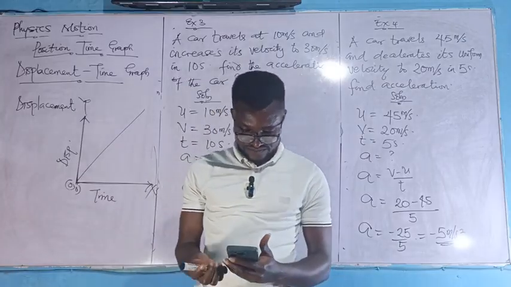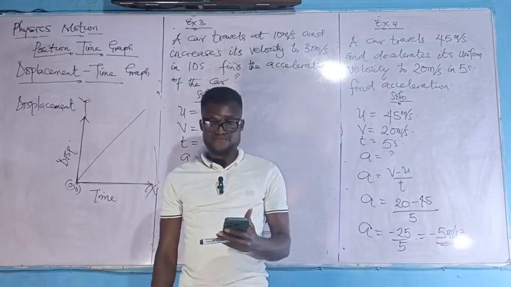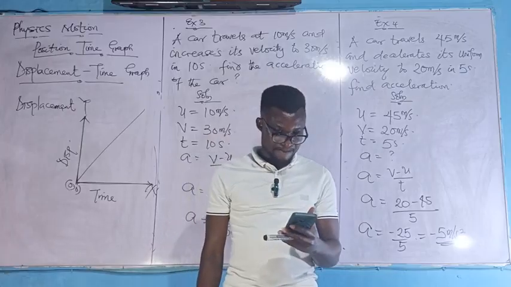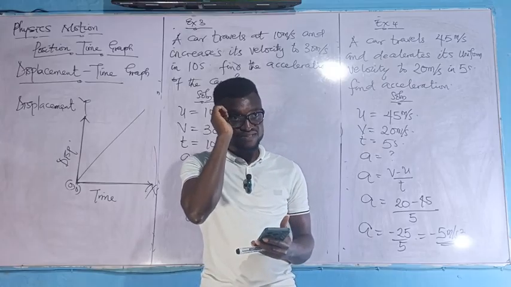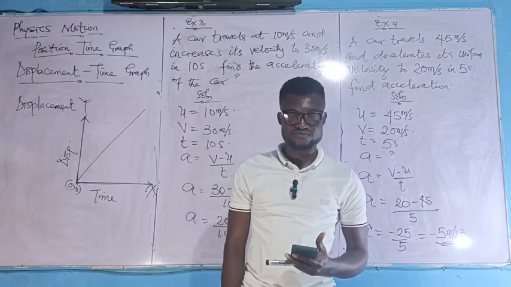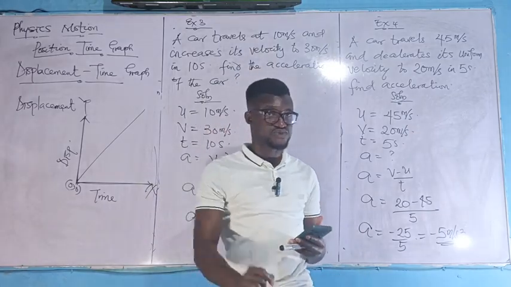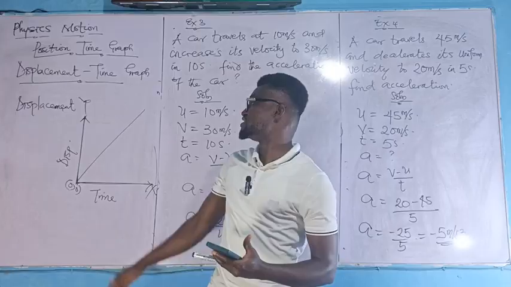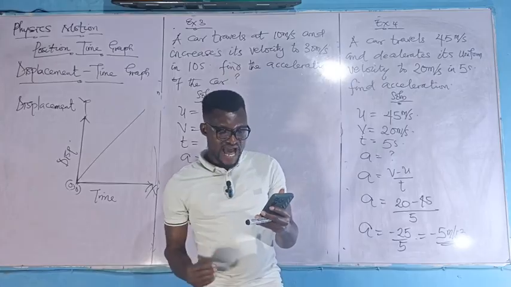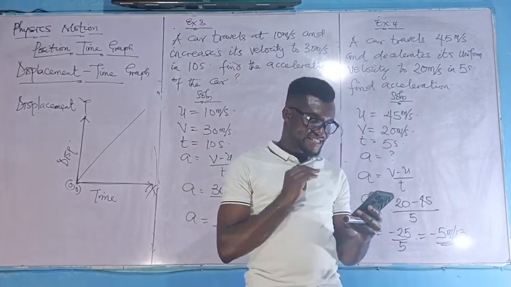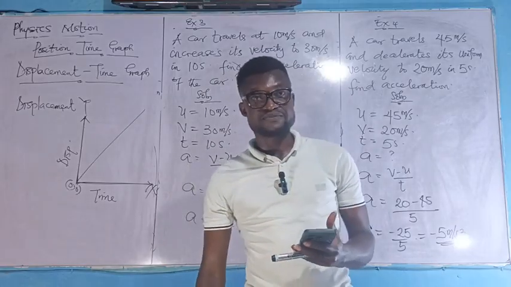Now take this. Are we there? Take this. Just write it down as a nota bene, the things you should note. Number one, the things you should note whenever you are dealing with displacement time graph. Number one, the graph which shows the velocity against time is called velocity time graph.